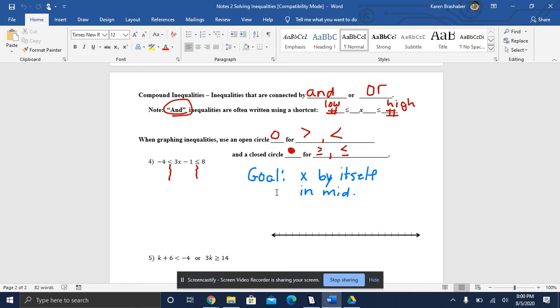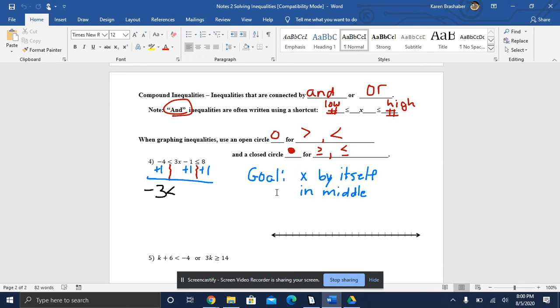So we're going to work on that with this first problem, taking that 3x minus 1 in the middle and working to get x by itself. So I'll want to add 1. Normally, I would tell you just to add 1 to both sides, but you actually have 3 sections. So we want to add 1 to all 3 sections. So doing that, we have negative 4 plus 1. That's going to give me negative 3.